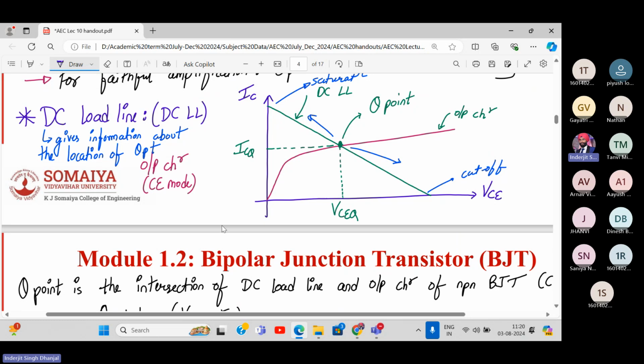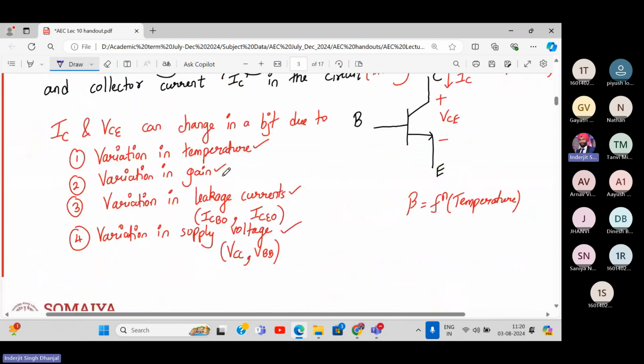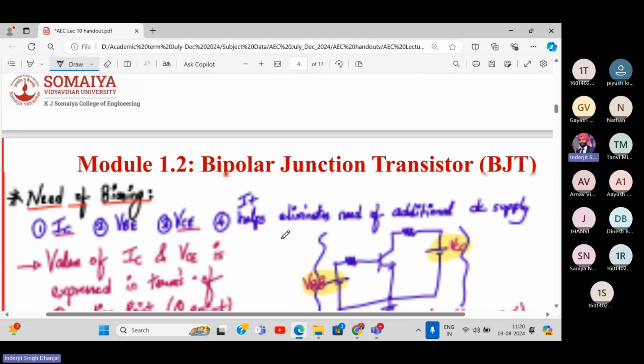And why does it change? Why do the VCQ and ICQ change? Because of these four reasons which I've written over here: variation in temperature, change in gain, variation in leakage currents or supply voltages.